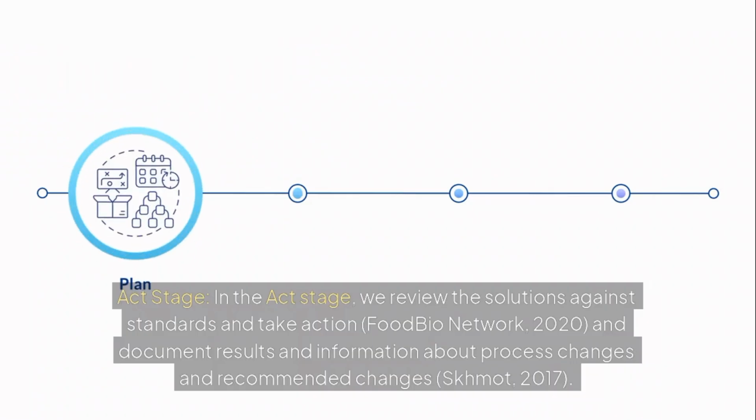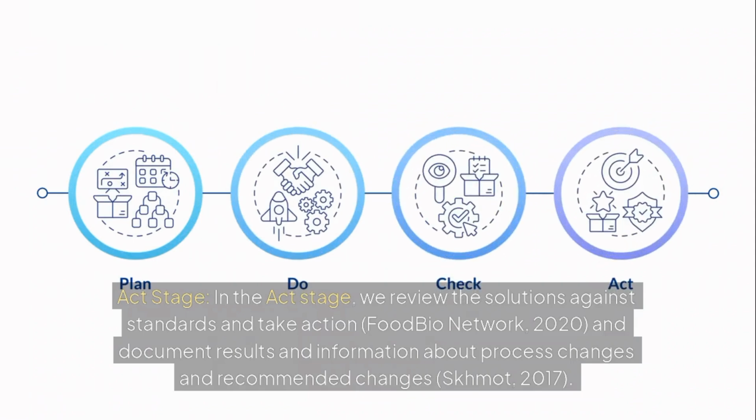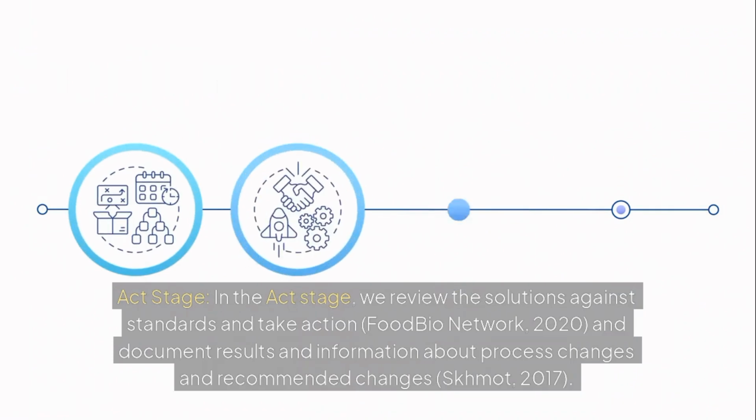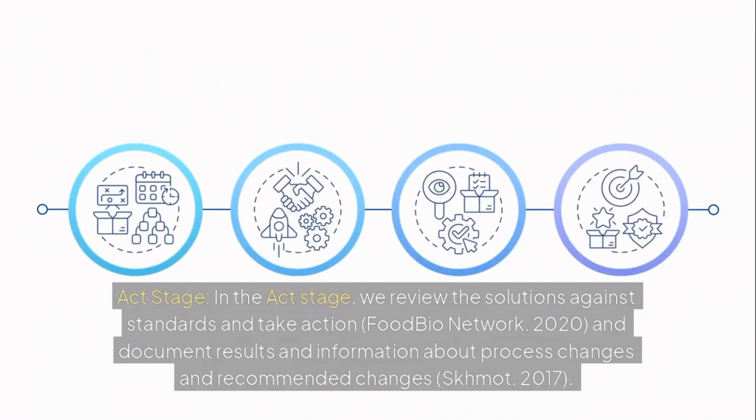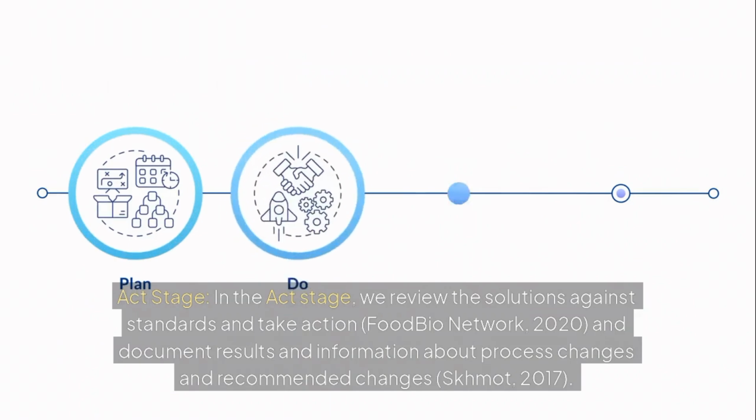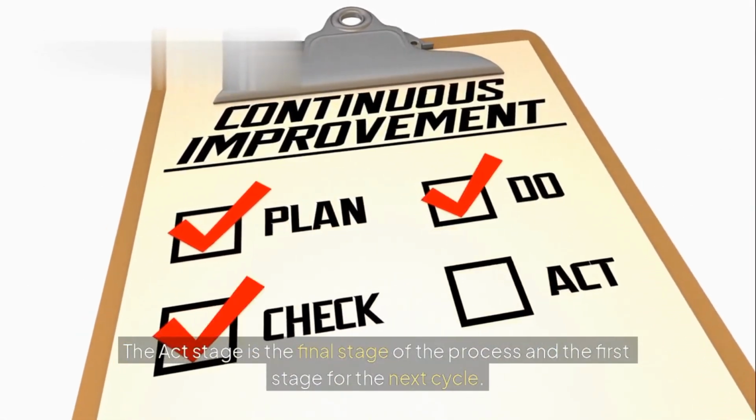Act stage. In the act stage, we review the solutions against standards and take action (Food Bionetwork, 2020), and document results and information about process changes and recommended changes (Skhmot, 2017). The act stage is the final stage of the process and the first stage for the next cycle.